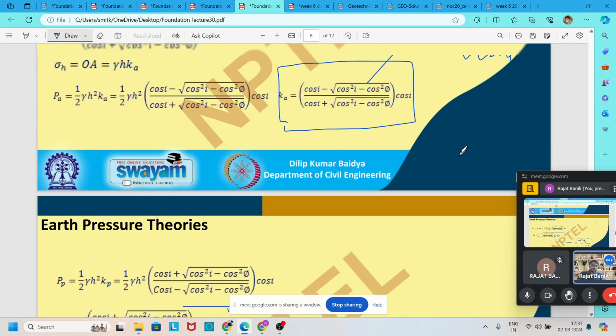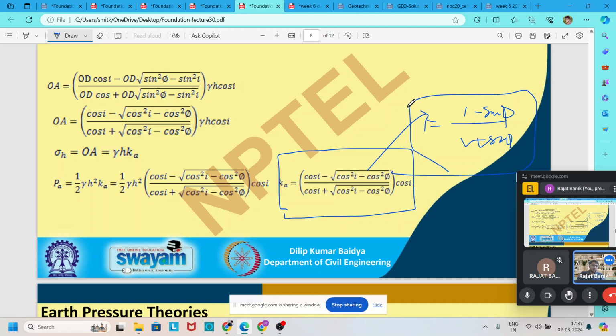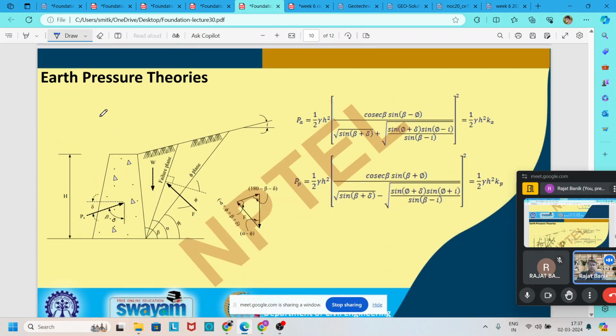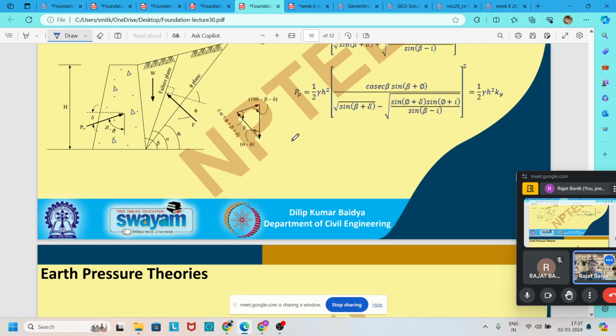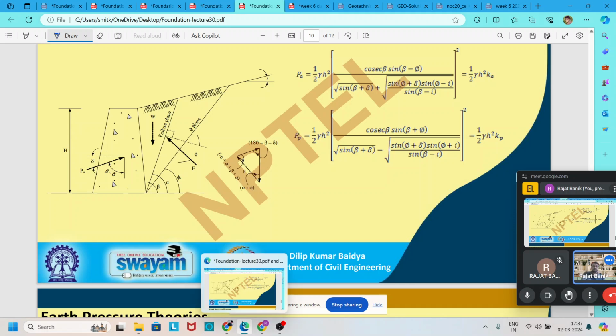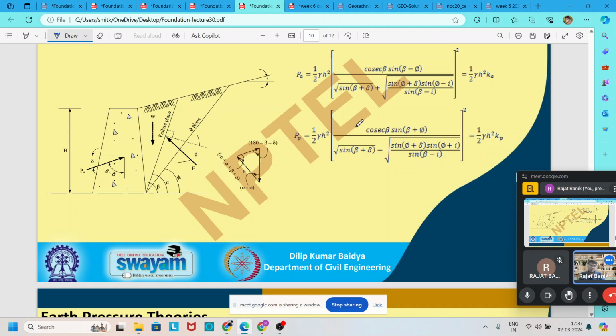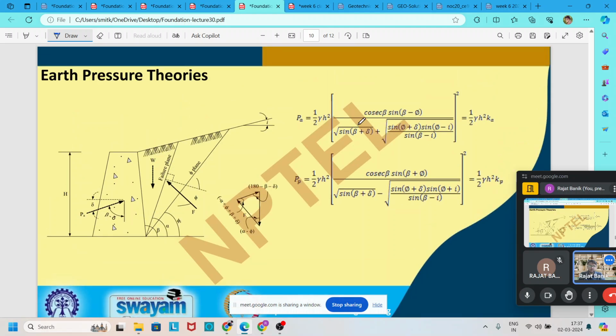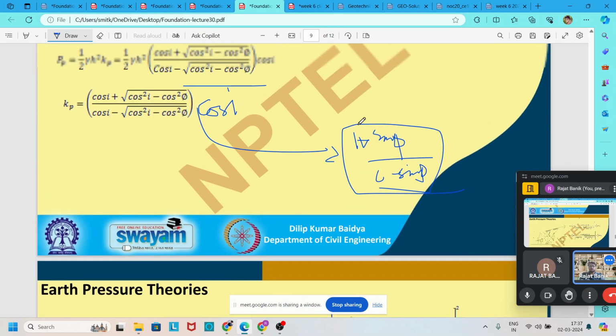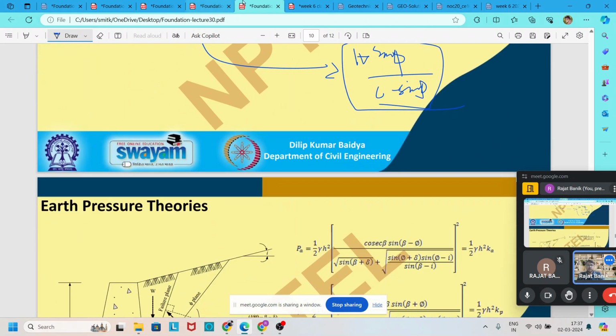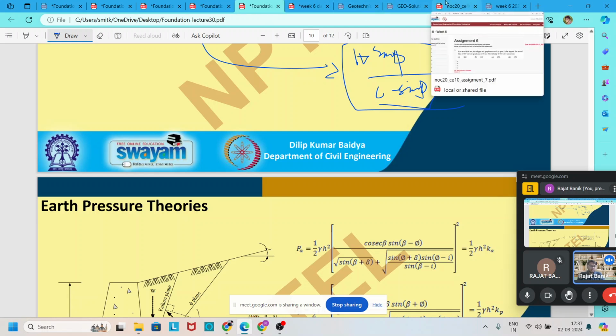So it goes back to the original formula where inclination is equal to 0. So you have to remember this formula only. No need to remember the derivation.